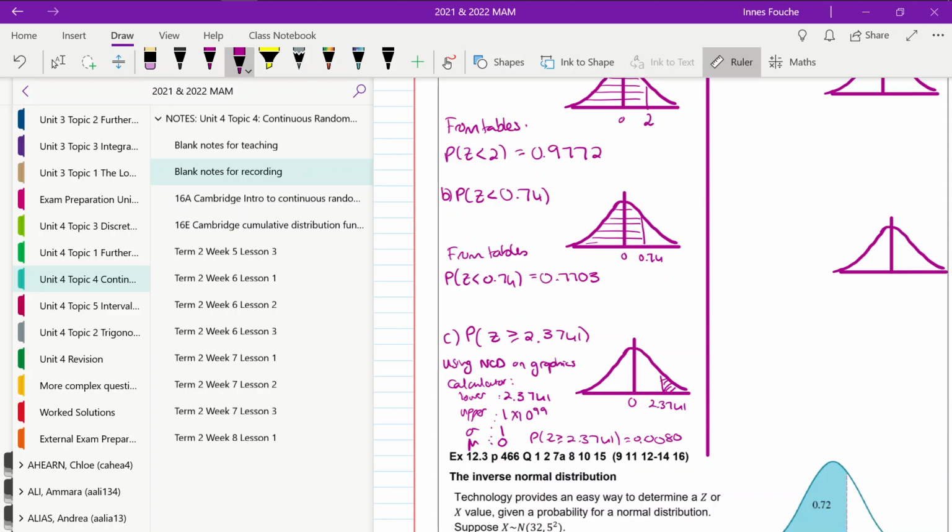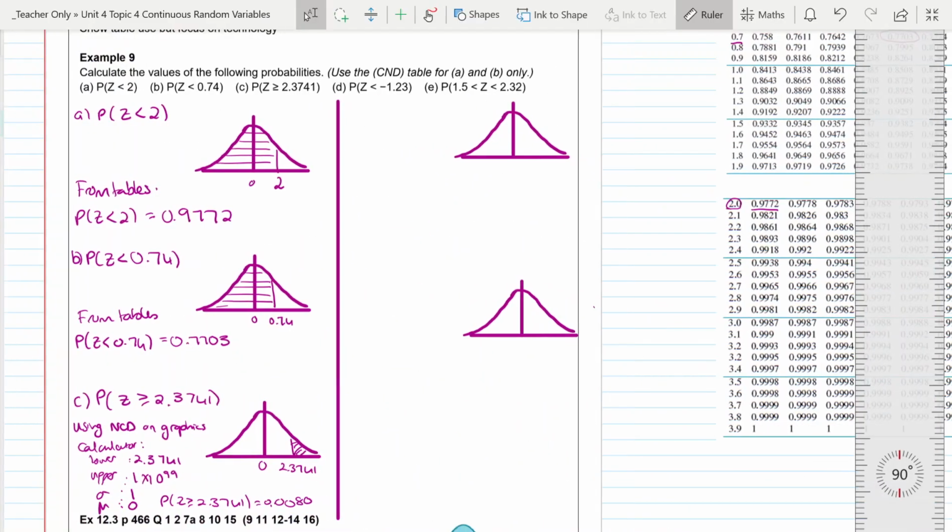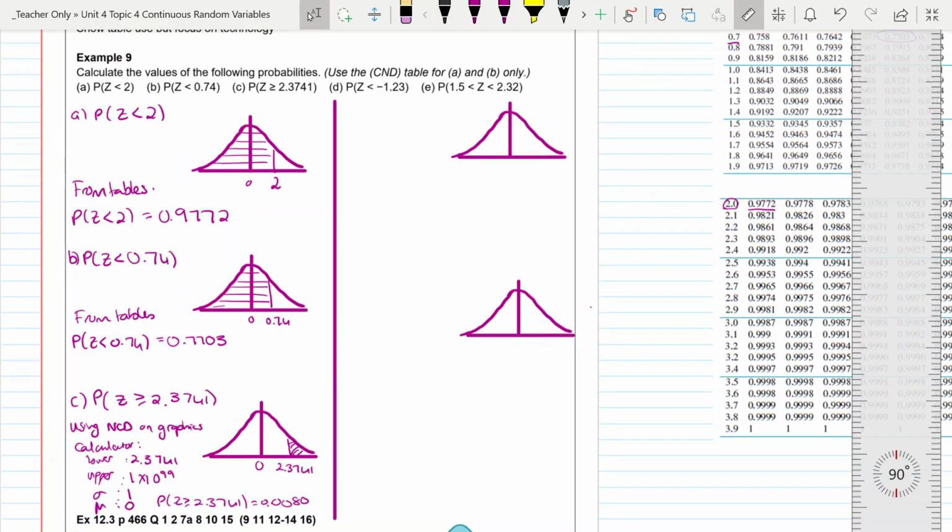Alright, so look at the next one. We're now looking for the probability of z being less than negative 1.23. Now, negative 1.23 is going to be to the left of our mean, which is 0. So we're looking for a value of negative 1.23, and it's less than, it's that little piece over there.